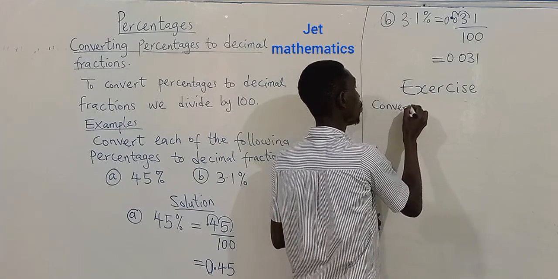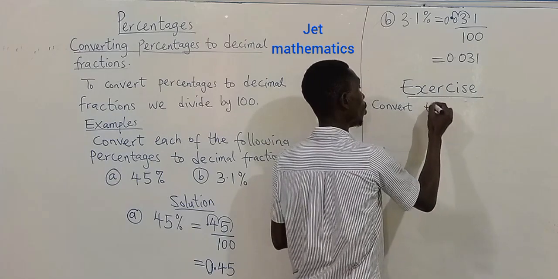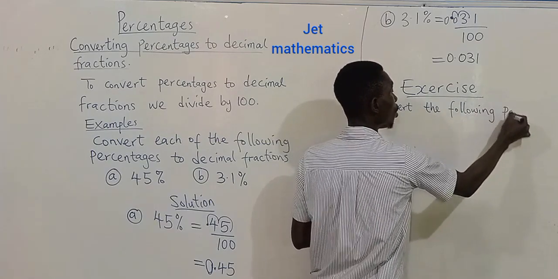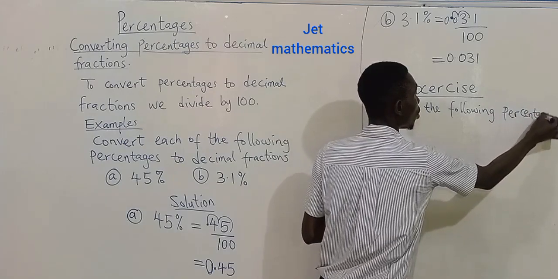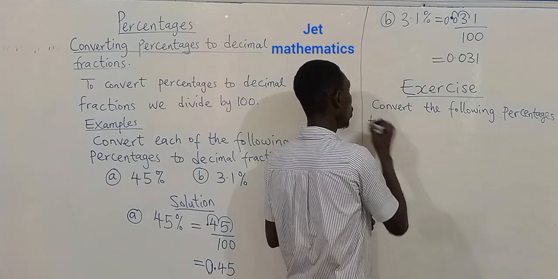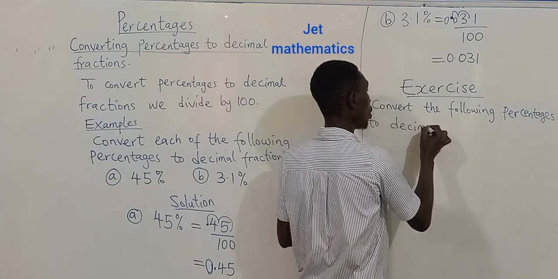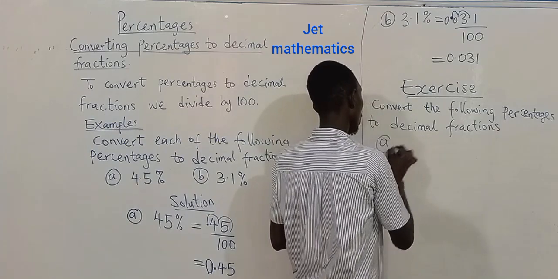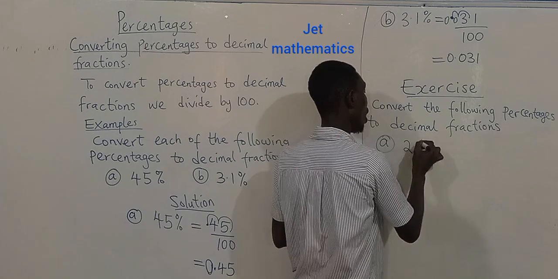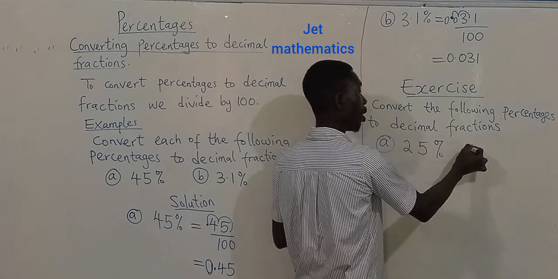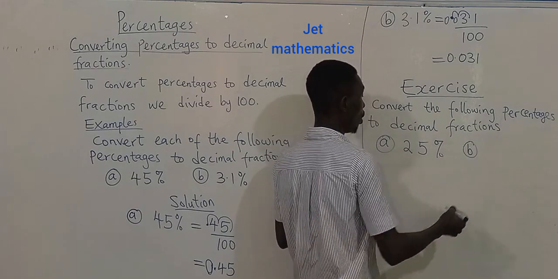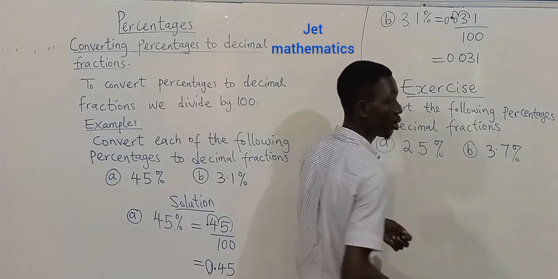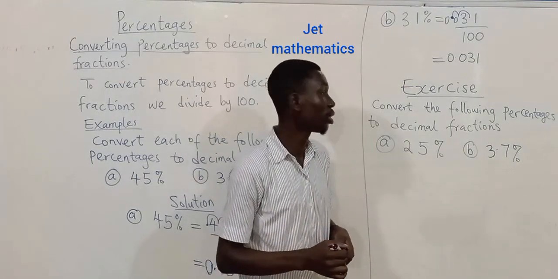Convert or change the following percentages to decimal fractions. A, 25%, and B, 3.7%.